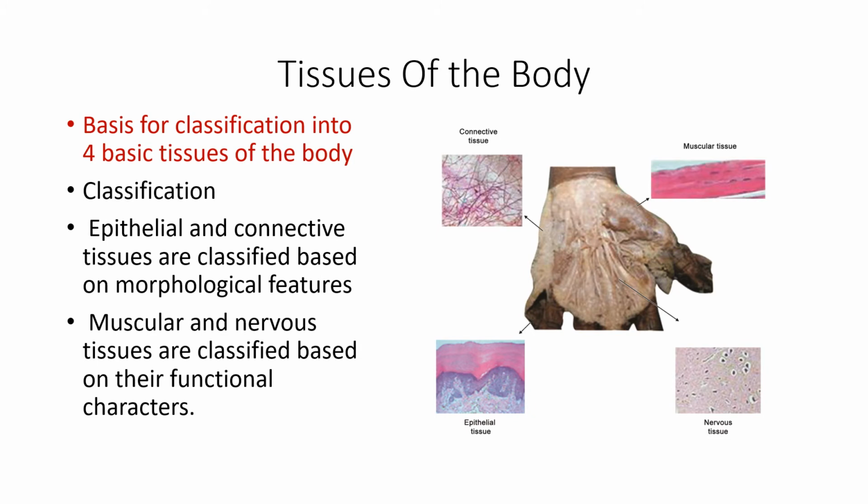So what is the basis for this classification? Epithelial and connective tissue are mainly based on morphological features, whereas the muscular and nervous tissues are classified based on their functional characteristics. So, that is the basis for the classification of tissues.